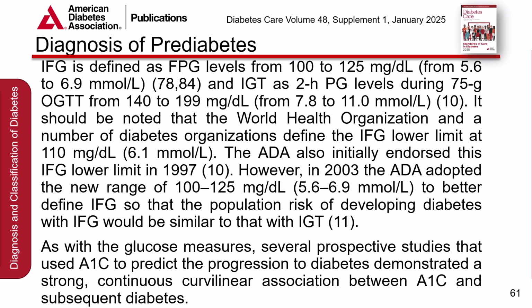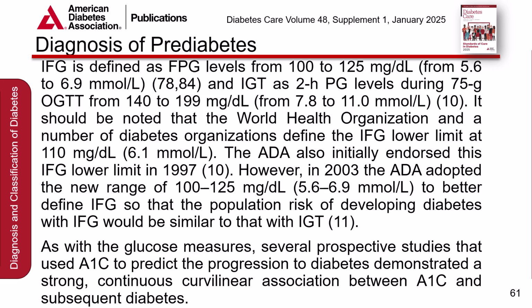It should be noted that the World Health Organization and a number of diabetes organizations define the impaired fasting glucose lower limit at 110 milligrams per deciliter, 6.1 millimoles per liter. The American Diabetes Association also initially endorsed this impaired fasting glucose lower limit in 1997. However, in 2003, the American Diabetes Association adopted the new range of 100 to 125 milligrams per deciliter, 5.6 to 6.9 millimoles per liter, to better define impaired fasting glucose so that the population risk of developing diabetes with impaired fasting glucose would be similar to that with impaired glucose tolerance.